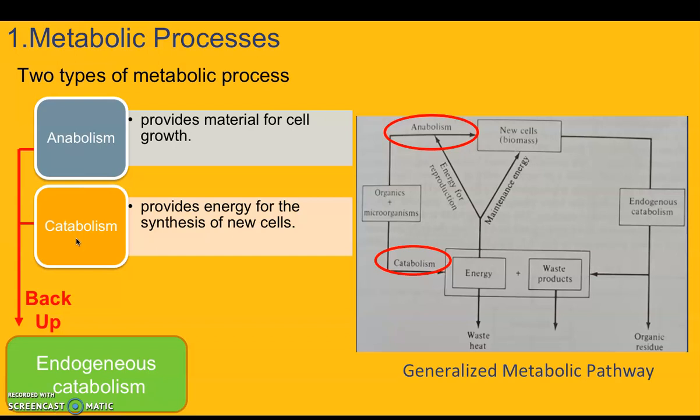And then there's another reaction that we call a backup, which is endogenous catabolism. This is used when the external food source is interrupted, so the organism will use stored food for maintenance energy.